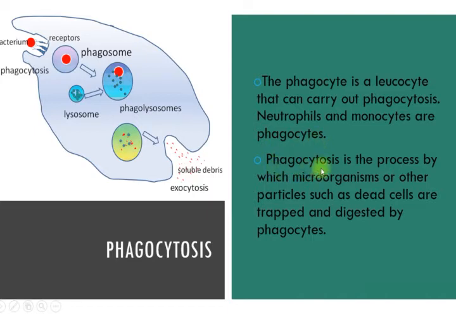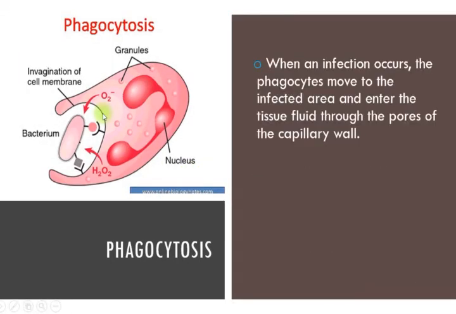Okay, what is phagocytosis? Phagocytosis is the process by which microorganisms or other particles such as dead cells are trapped and digested by phagocytes. So now we go to the steps, or the stages, in phagocytosis.